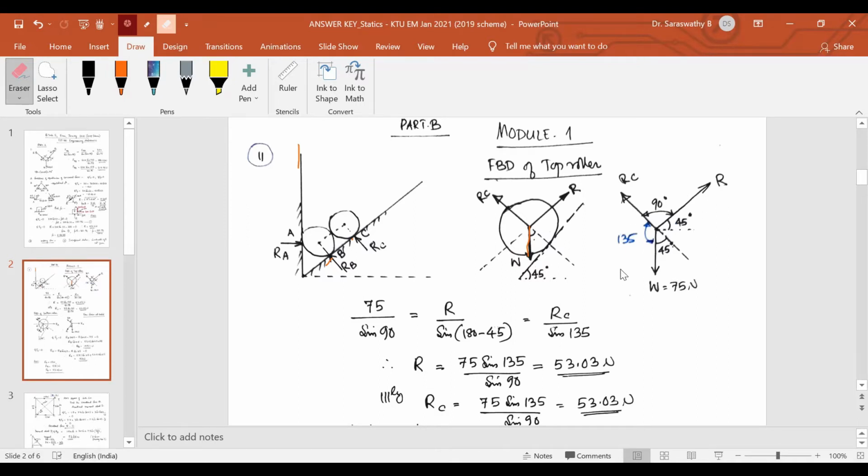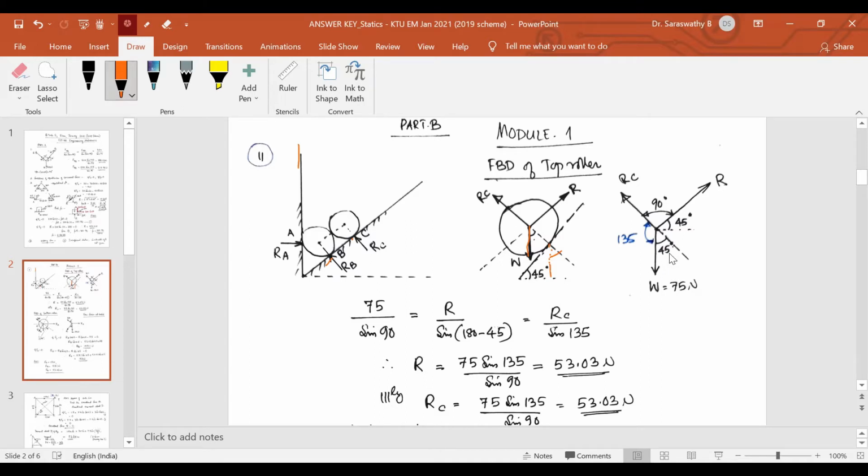Now we have to get the angles. The plane is inclined at 45. So the angle between the normal to that plane and the normal to the vertical, that is, if I drop a vertical line here, this angle is 45 degrees. Therefore, this is also 45. The angle which the normal reaction makes with the vertical is 45. It is shown here. So always remember it.